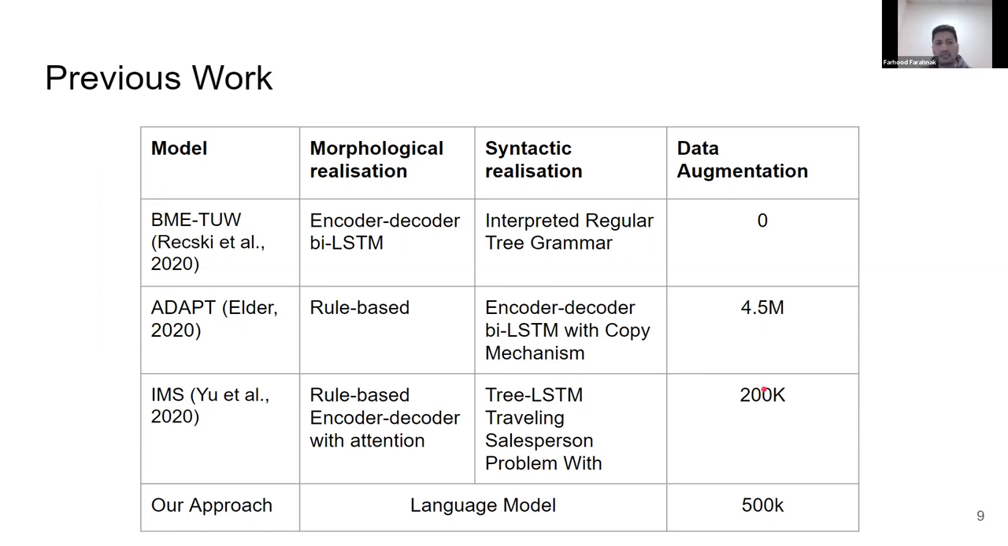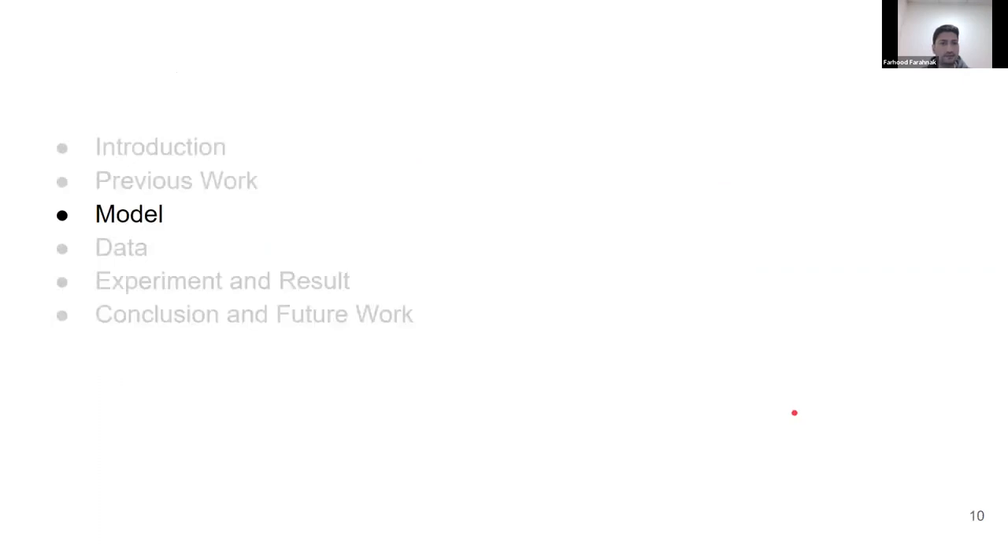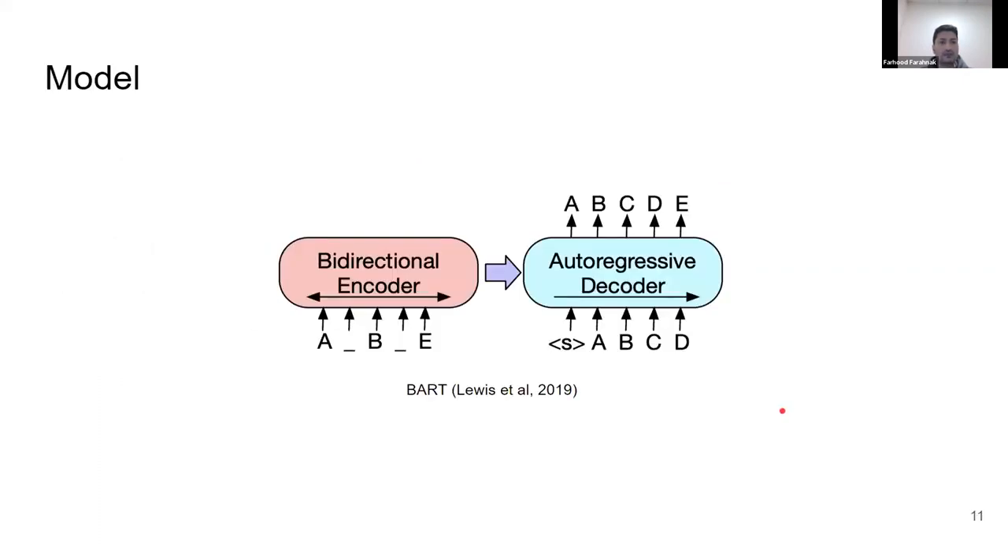In our work, we use a single language model for both morphological and syntactic realization. We also used around 500,000 synthetic samples to pre-train our model before training it. For our model, we used BART. BART is a denoising autoencoder trained to reconstruct text. For surface realization, we feed the dependency parse tree as the input and train the model to generate the sentence.